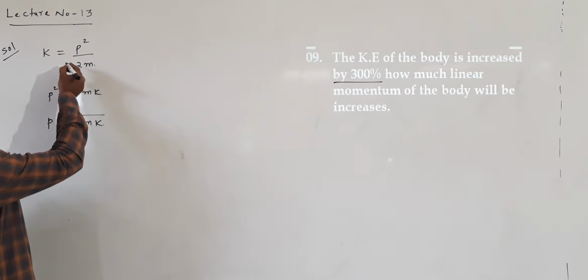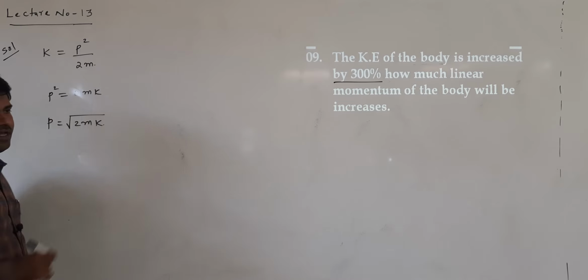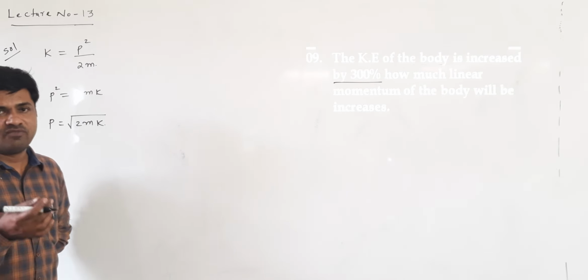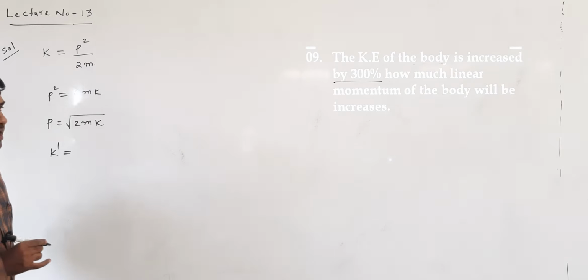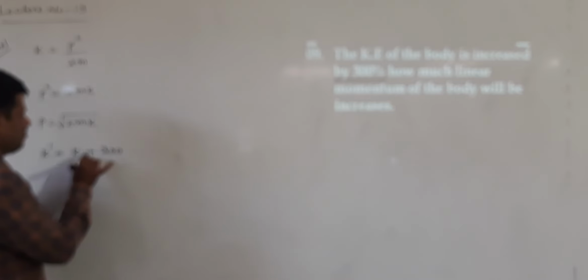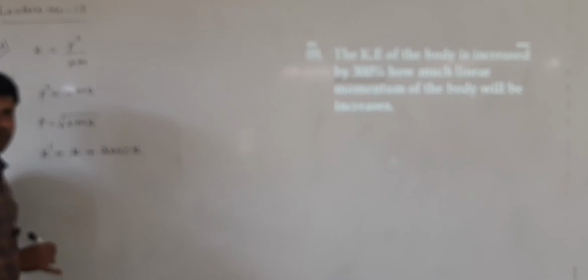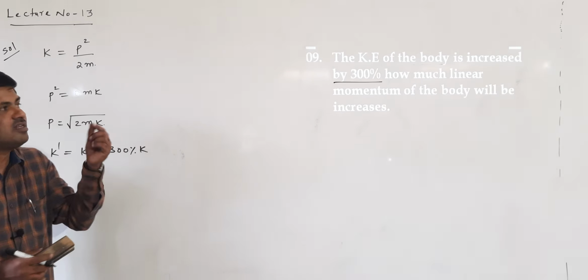This is kinetic energy in terms of the momentum, and this is momentum in terms of the kinetic energy. Now the kinetic energy of the body is increased by 300%, so we want to find the final kinetic energy. I consider the final kinetic energy as K dash. K dash is equal to K plus 300% of K, because 300% of K is increasing, so we add it to the initial kinetic energy.